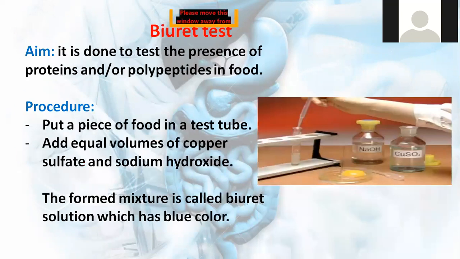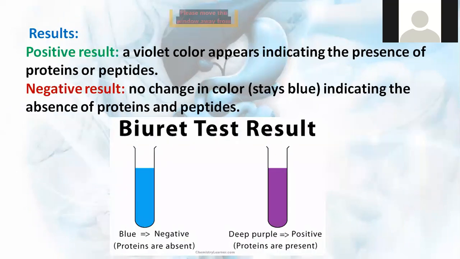The Biuret test is done to identify the presence of proteins and or polypeptides. So we have to put in the test tube equal drops of copper sulfate and sodium hydroxide. If we have purple or violet color, this means that we have proteins and or polypeptides. If it's negative, there are no proteins, no polypeptides, and it gives the blue color. This is the first part of the food tests. Next week, we will continue with the next tests. Okay? Thank you.